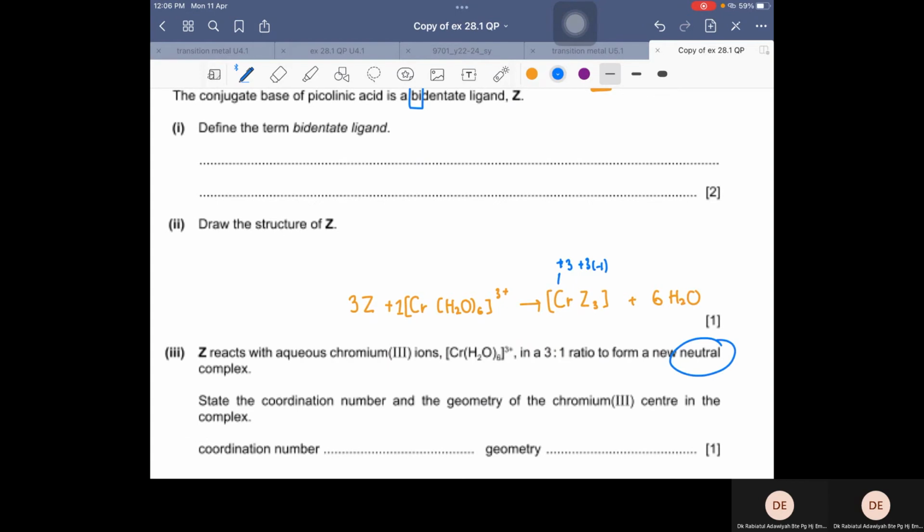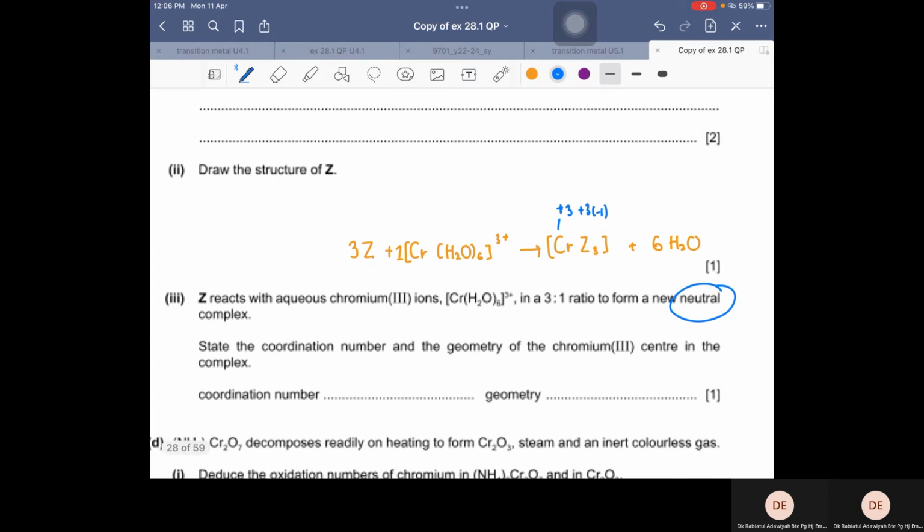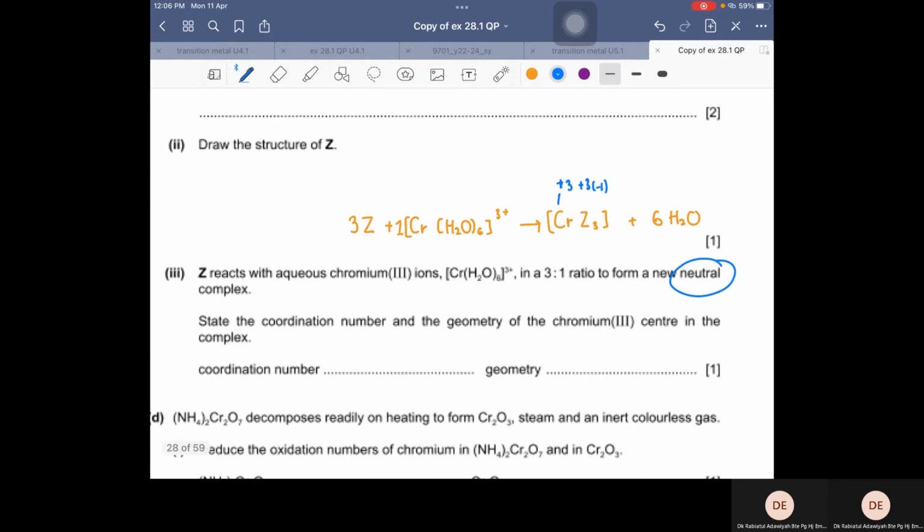CrZ3. State the coordination number. So you already know that 1 molecule of Z forms 2 dative bonds. 3 molecules would form 6 dative bonds. Geometry is the shape. It's octahedral.